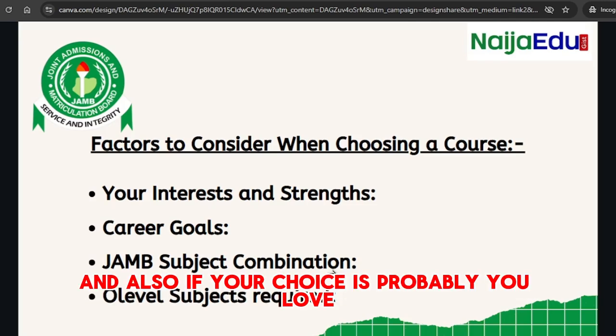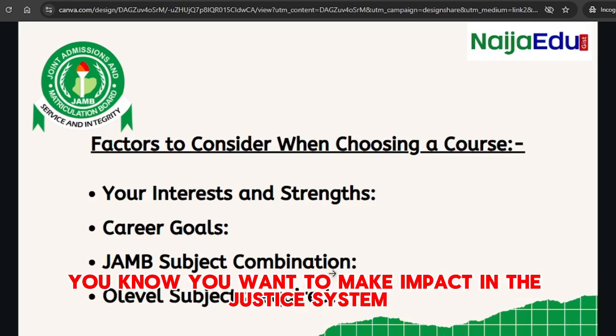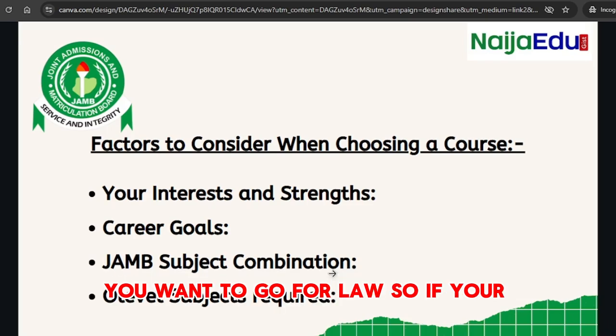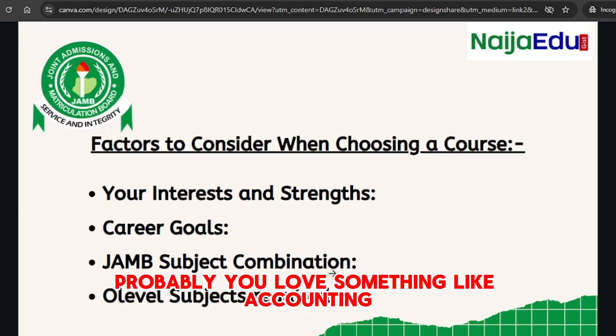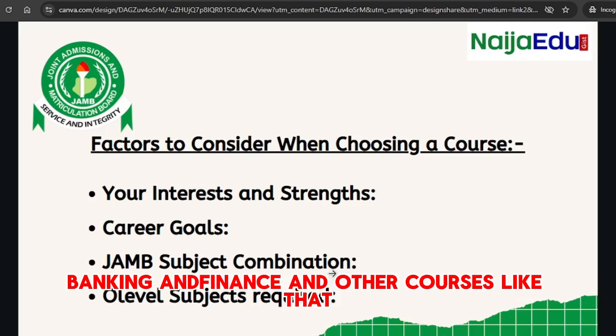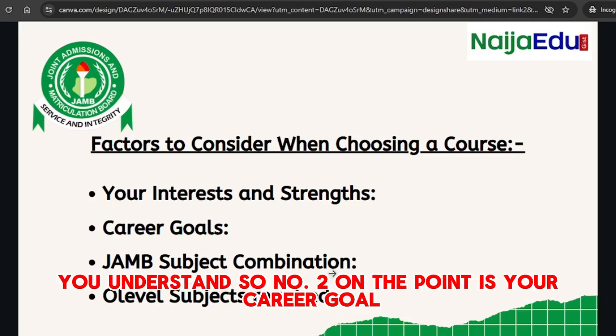Then also, if you want to make an impact in the justice system, you might want to go for law. So if you love something like accounting, mathematics, you want to go for accounting, banking and finance, and other courses like that. You understand? So number 2 on the point is your career goal.